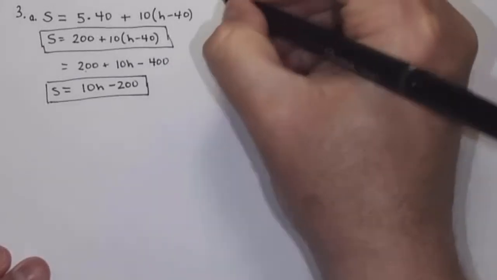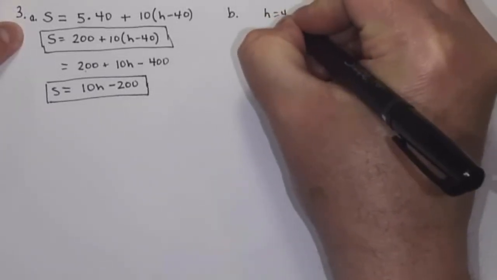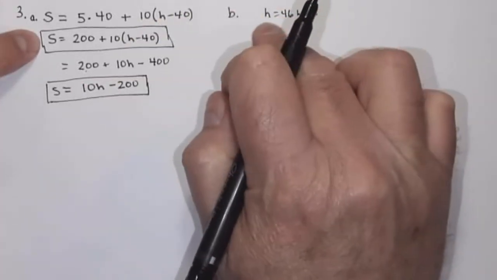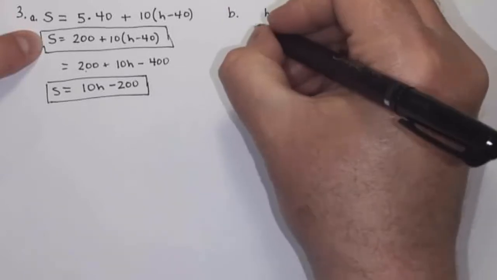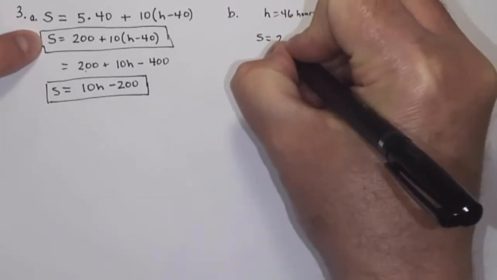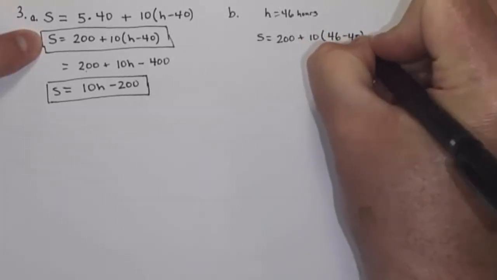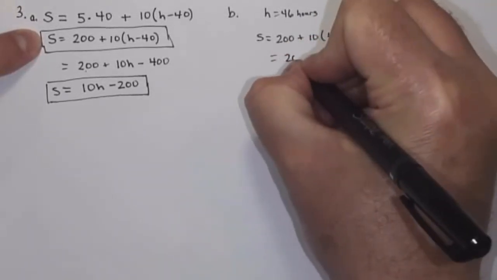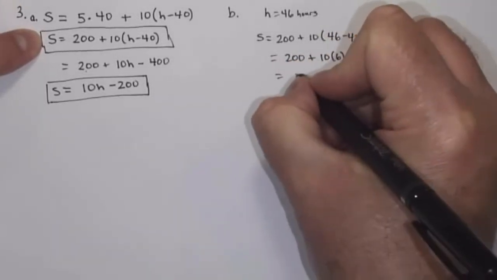Now in part B, we want to know what Daryl would make if he worked 46 hours in a week. So if H equals 46 hours, then how much would he earn? We can plug that 46 in for H in either one of these equations. Let's use this one. So S would equal 200 plus 10 times 46 minus 40. And then we just have to simplify. Well, 46 minus 40 is 6. So we're going to have 10 times 6, and multiplying 10 times 6 is 60.